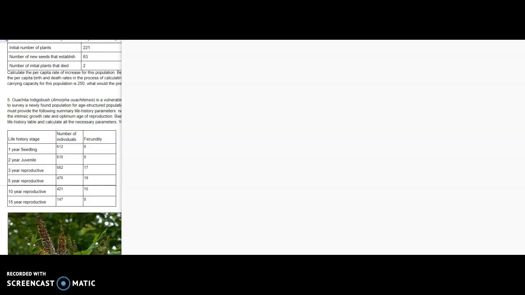Okay, so we're dealing with life history here, and I've given you the life history stage, the number of individuals, and the fecundity. So we're going to create a life history table and go from there for all of those summary parameters. So in the life history table, you're going to use what you've given and just keep going with it.